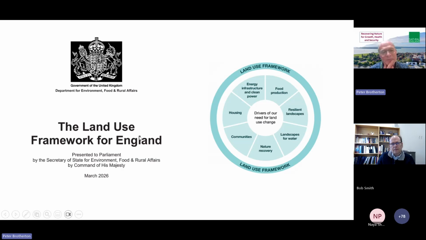Then the last bit of policy that I really wanted to talk about was the land use framework for England. This just came out last week. So I'll say a little bit more about that, because I suspect we're all still catching up on what this might mean for us.